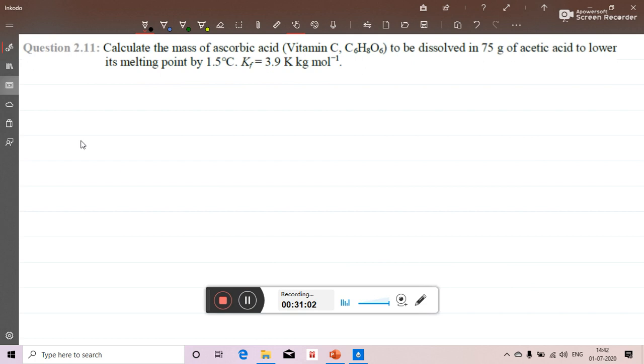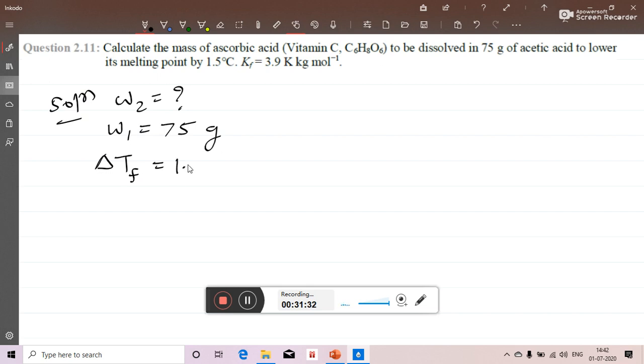Now next numerical is in-text question 2.11. Calculate the mass of ascorbic acid. So we have to find out W2, to be dissolved in 75 gram of acetic acid. So mass of solvent is 75 gram. To lower its melting point, that is delta TF equal to 1.5 degrees Celsius. So that can be written as 1.5 Kelvin also. Kf equal to 3.9 Kelvin kilogram per mole.